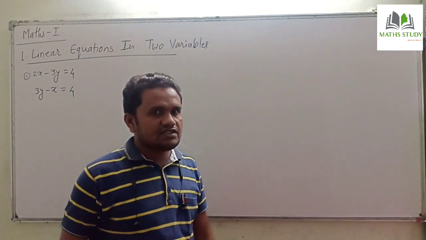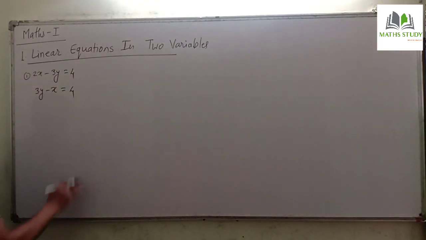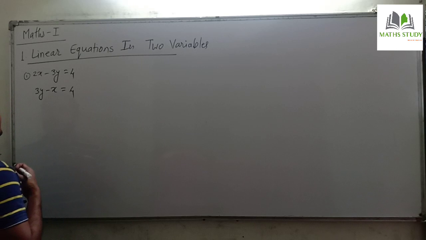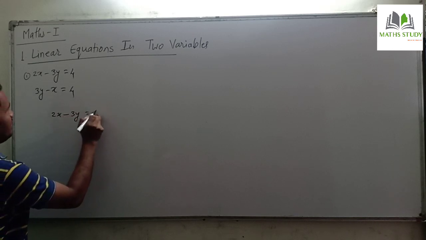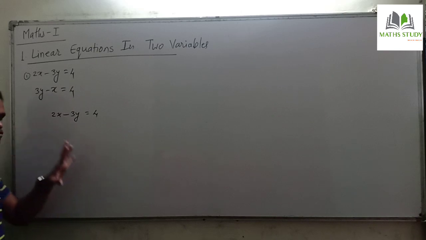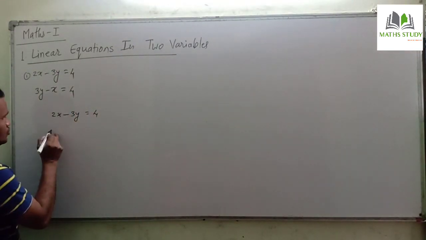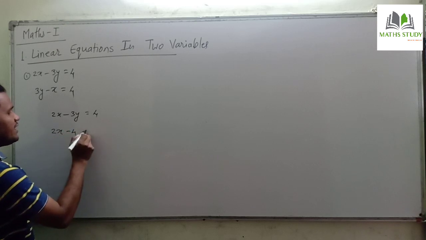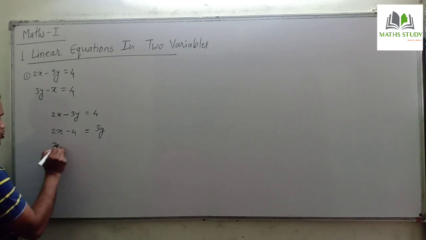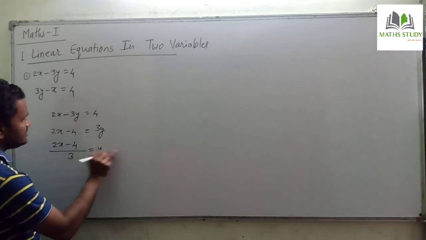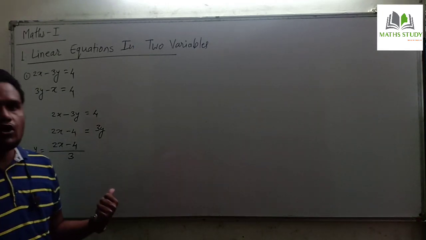Normally this type of question is asked in board exams, maybe for 3 or 4 marks. The procedure will be the same. So first of all, we will take the first equation, 2x minus 3y is equal to 4. Now, we have to convert this equation into the form y is equal to all the terms. Now see, 2x, I take this 4, it will be minus 4, I shift this minus 3y to that side, it will be plus 3y. So 2x minus 4 upon 3 is equal to y. You may write it in this way, y is equal to 2x minus 4 upon 3.